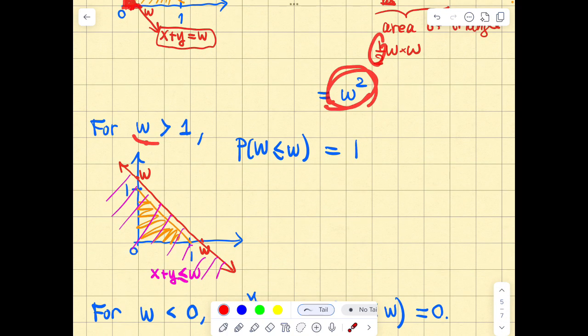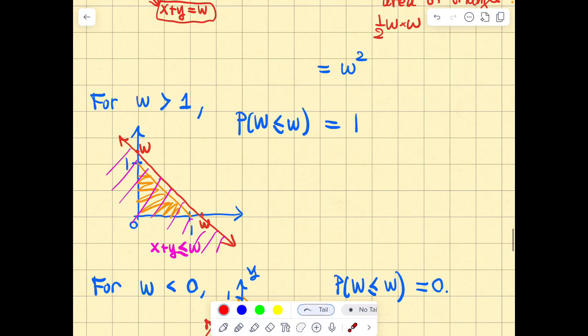What about when w is bigger than 1? We try a number that is bigger than 1. So that means the red area that we are interested in is going to move rightward, and the area will cover the entire orange triangle. So if you integrate this, it's going to integrate over all the joint PDF. So that probability is equal to 1.